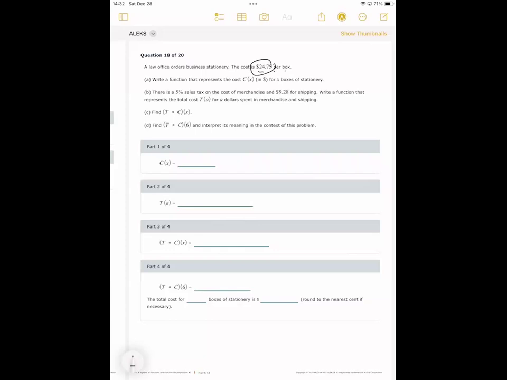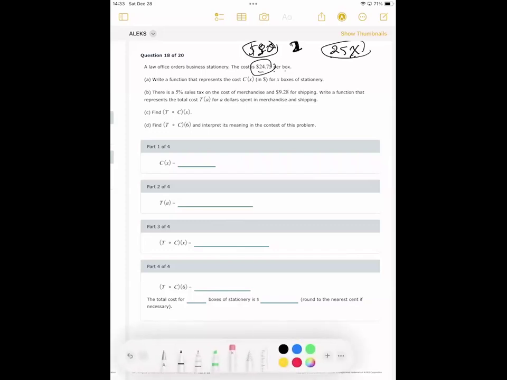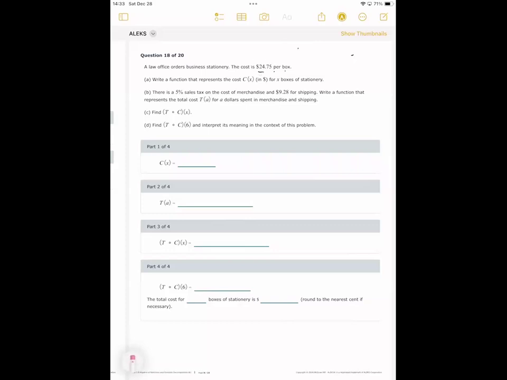24.75. If I just round this up to 25, if I buy one box, I pay this much. If I buy two boxes, 2 times 25, then I pay 50. So I always pay 25 times x. For one box, it's 25 times 1. For two boxes, it's 25 times 2. But I rounded the number, so I wouldn't say 24.75.